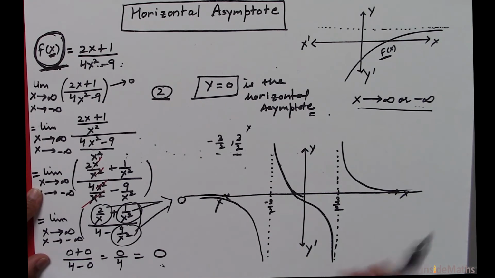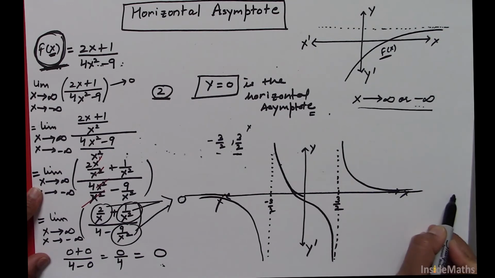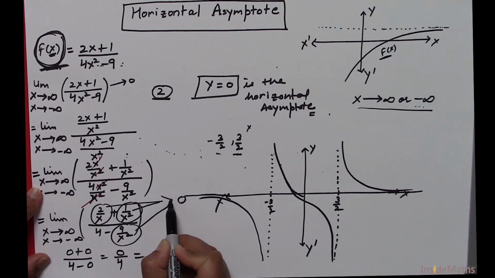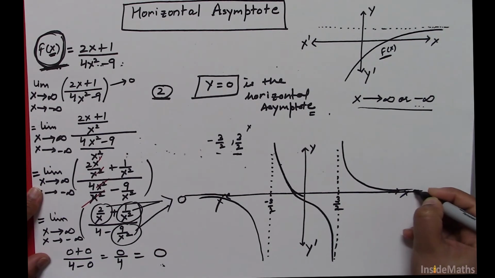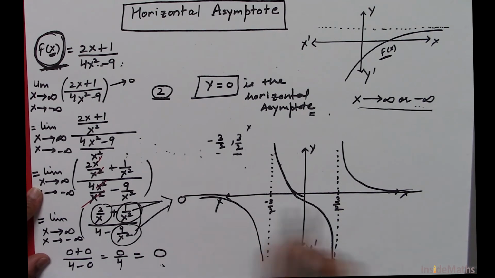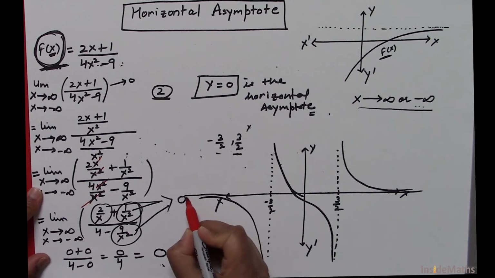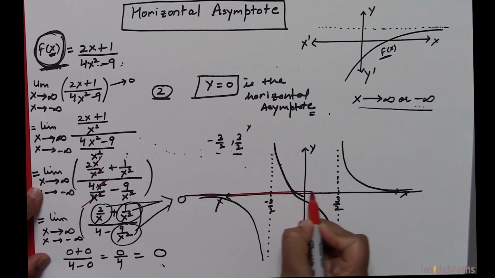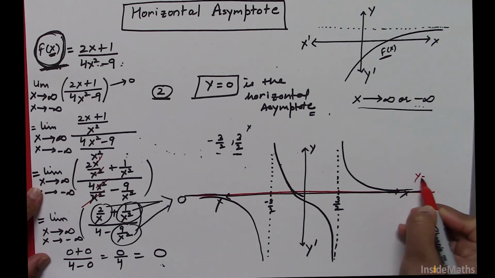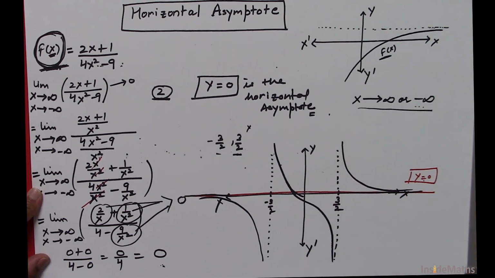Now here we see as x is approaching positive infinity and negative infinity, this distance from both sides is getting smaller and smaller. That means this line y equals 0 is the horizontal asymptote.